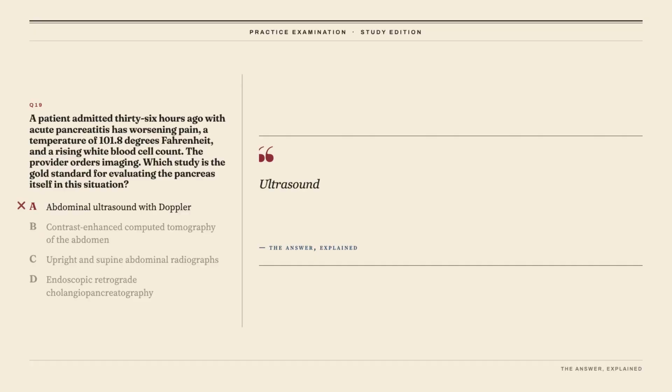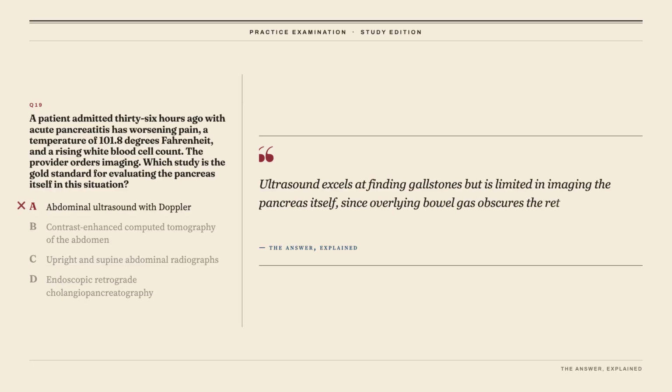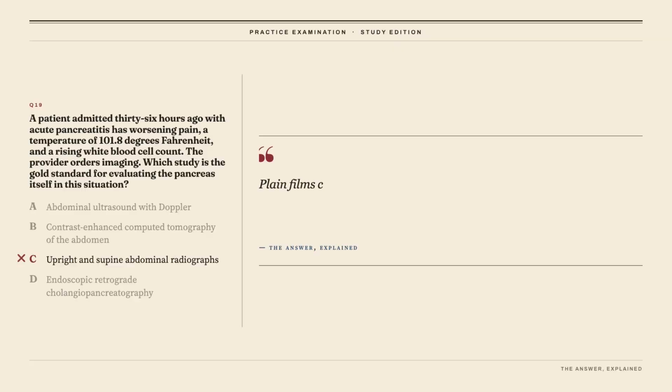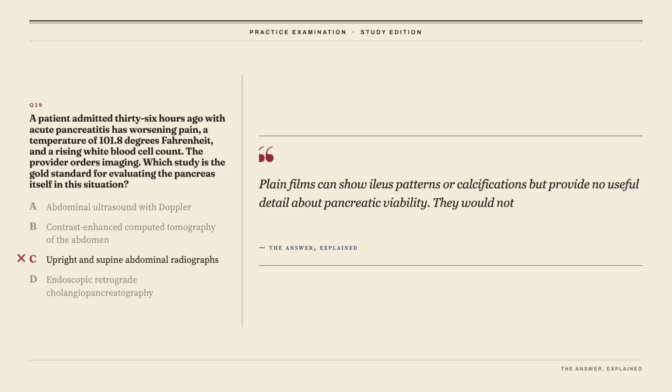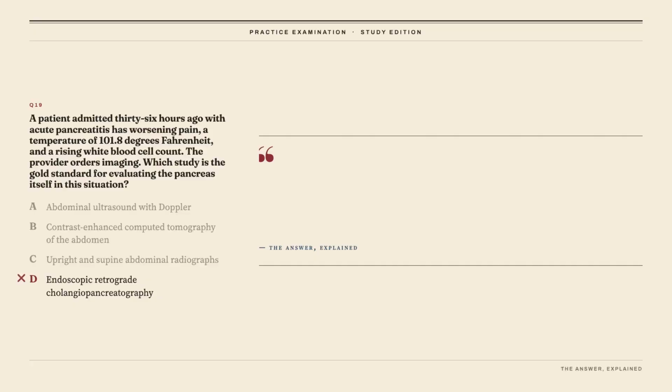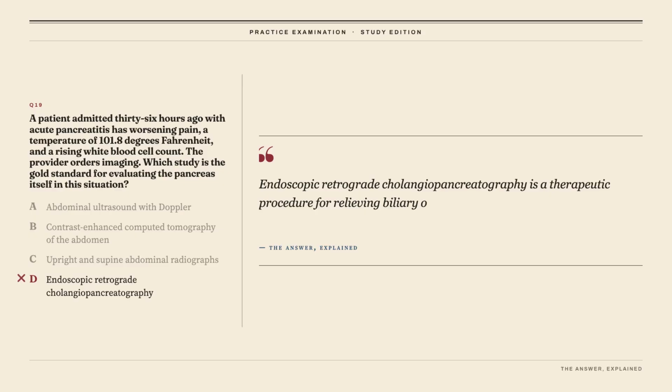A is wrong because ultrasound excels at finding gallstones, but is limited in imaging the pancreas itself, since overlying bowel gas obscures the retroperitoneum. It cannot reliably grade necrosis. C is wrong because plain films can show ileus patterns or calcifications, but provide no useful detail about pancreatic viability. They would not answer the clinical question here. D is wrong because endoscopic retrograde cholangiopancreatography is a therapeutic procedure for relieving biliary obstruction, and it can itself cause pancreatitis. It is not a diagnostic imaging study for pancreatic necrosis.